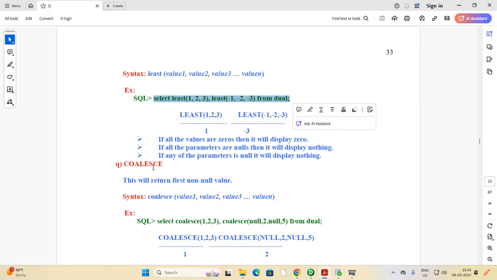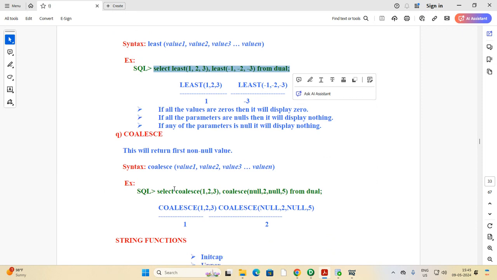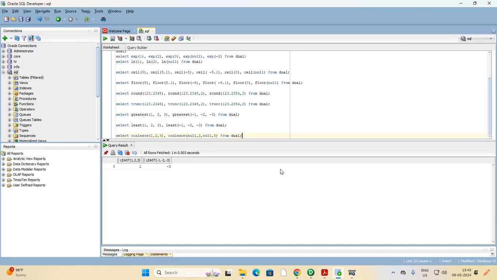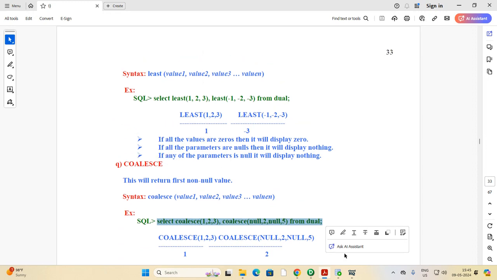The Coalesce function will return only a non-null value. If you see here, we execute Coalesce with 1, 2, 3. It gives the first non-null value. Here the first value is 1, that's why it is giving 1. Here, with null, 2, comma 5, the first non-null value is 2, that's why it is giving 2. This is about Coalesce.